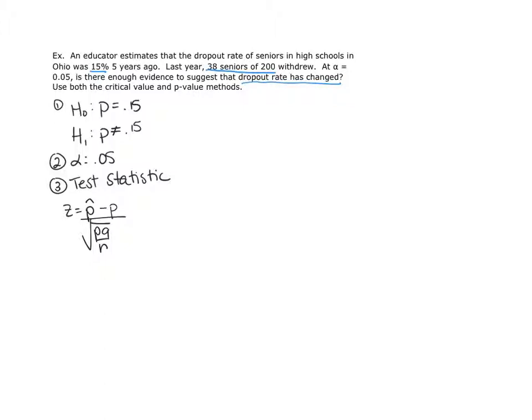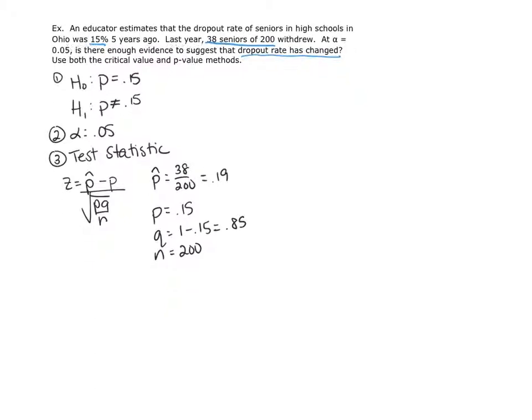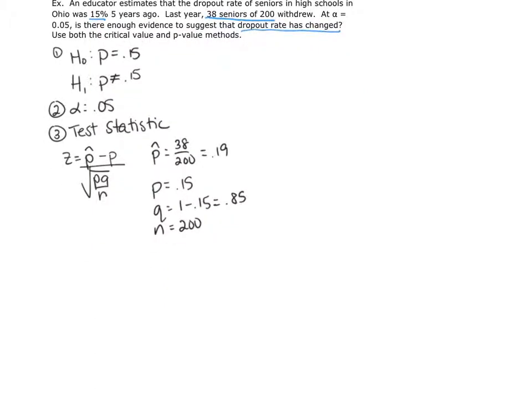But now let's identify the values of those variables. P hat is 38 divided by 200, or 0.19. That's our sample proportion. P is our null value, so P equals 0.15, and that's again from that null hypothesis. Q is 1 minus P, or 0.85, and the sample size is N. So now we're going to substitute those values into our formula and solve for our test statistic.